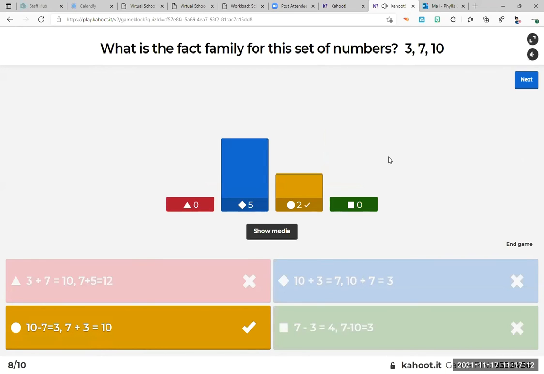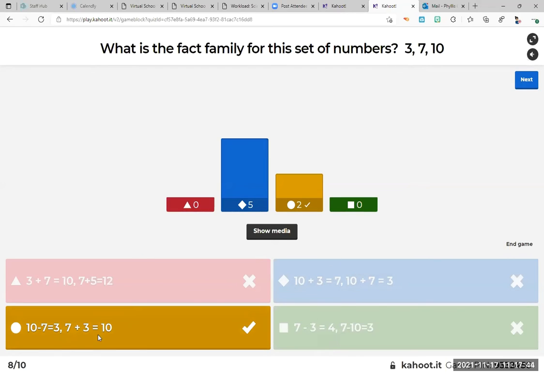We didn't do very well on this one, did we? Did we do okay? No. Why? Is blue wrong? Oh, I know why. It has a silly sentence. Doesn't make sense. 10 plus 3 is 7. What about 10 plus 7 equals 3? Okay. Guys, we have to make sure that the sentences make sense.